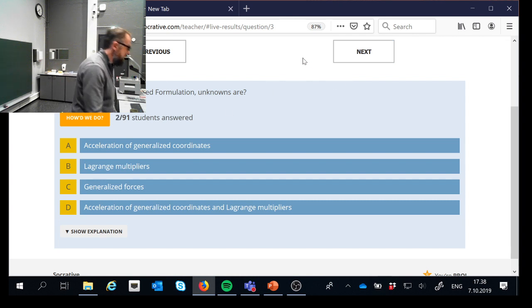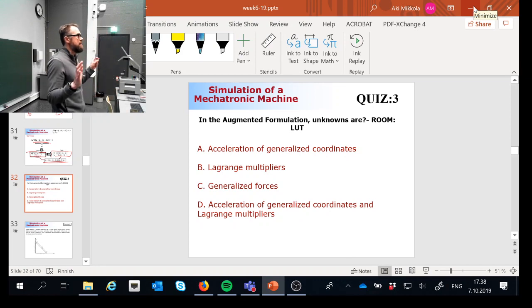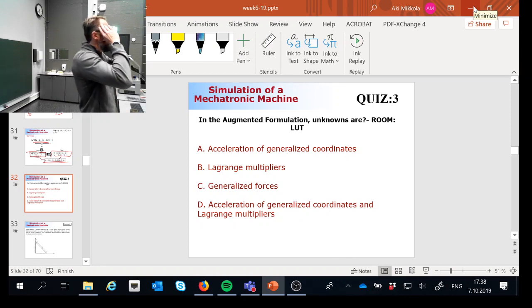In augmented formulation, and again, augmented formulation means the method based on Lagrange multipliers, what are the unknowns in that case? There's one option that is very incorrect. Don't vote for that. Please. All right?